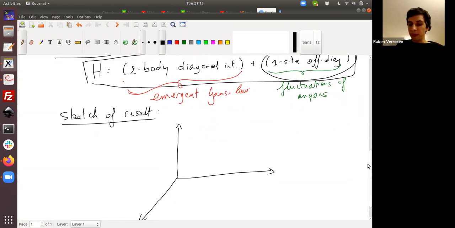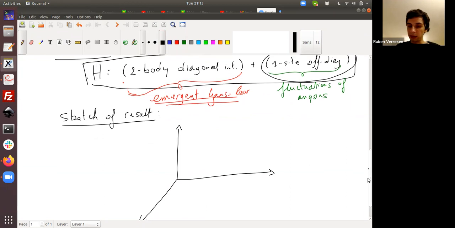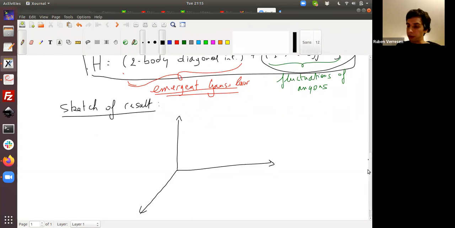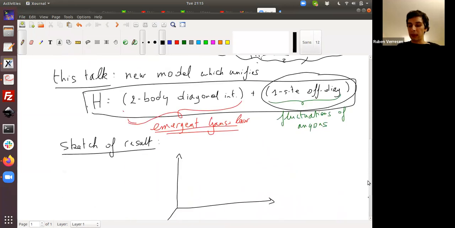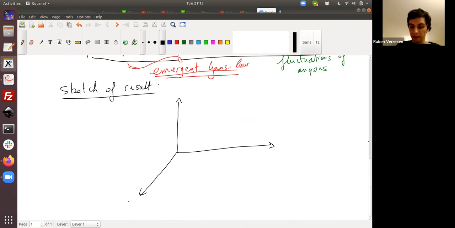So what the diagonal piece will give us, as I already mentioned, is an emergent gauge theory. Let me say that one direction of our model will be recovering this Ising type Hamiltonian that's relevant for Rydberg atom tweezer arrays. So let's call this the Rydberg direction, if you wish. That's effectively tuning an Ising model.